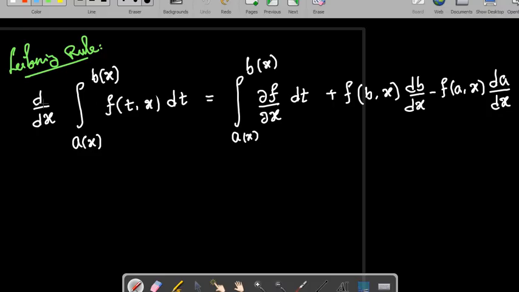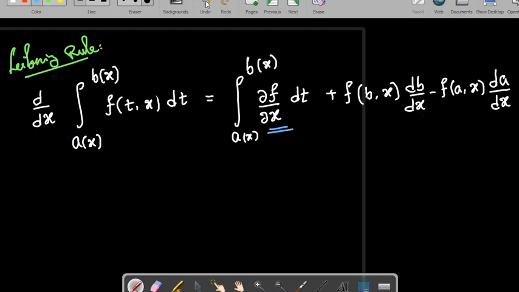First, you differentiate the inside expression with respect to x, and then you integrate as it is with the same limits. Then you substitute the upper limit in place of t. That's what we did here. And then you take the derivative of the upper limit. Next, minus. Now you substitute the lower limit in place of t, which is here, and then you differentiate a with respect to x. So this is exactly the Leibniz rule.